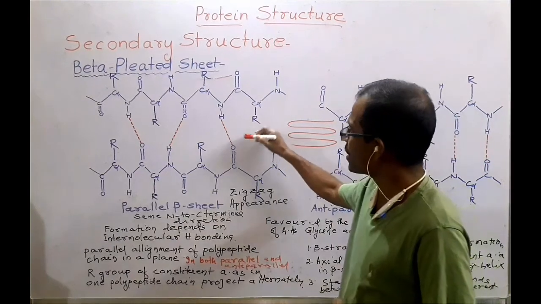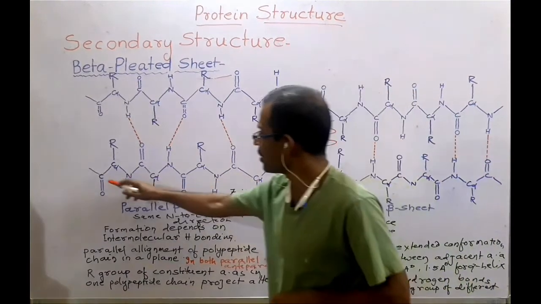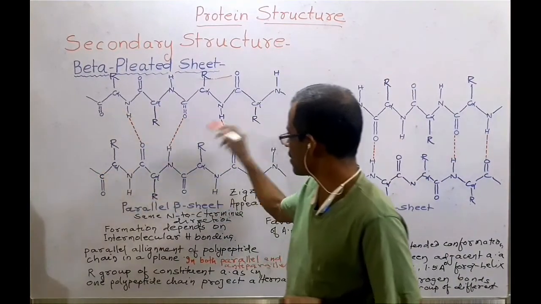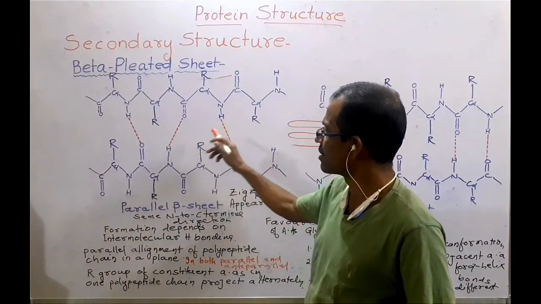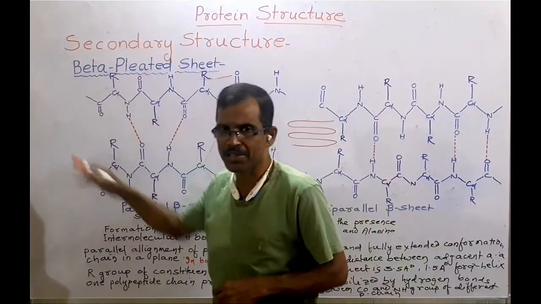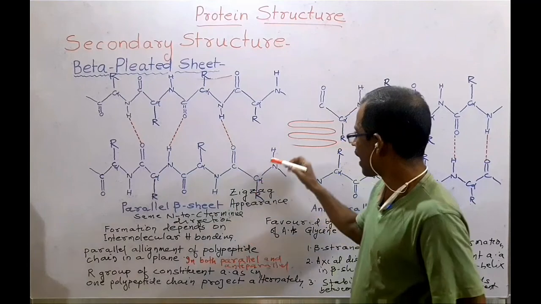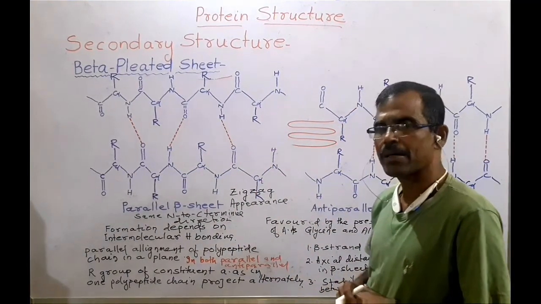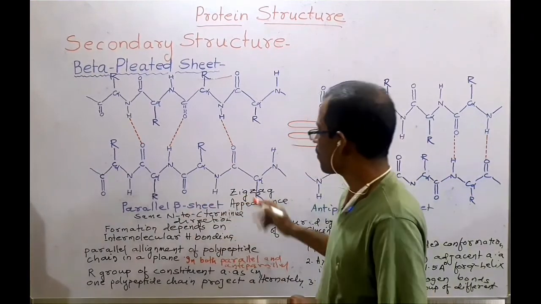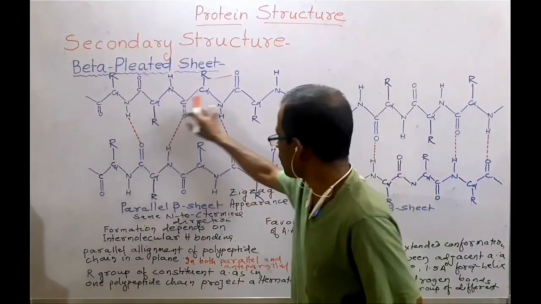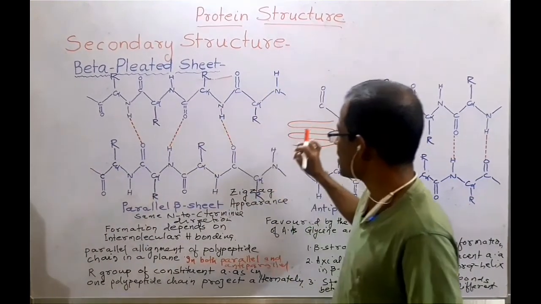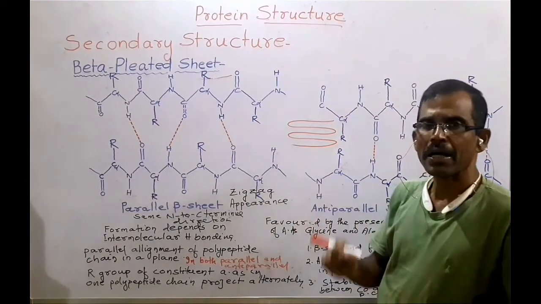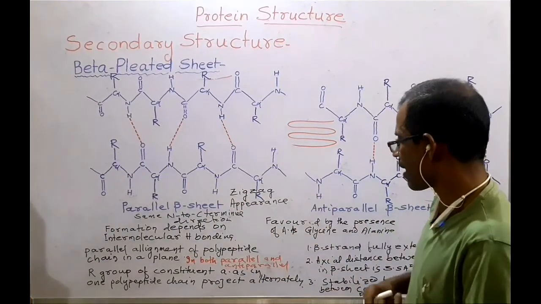In parallel beta-pleated sheet, the C terminus of the participating polypeptide chains are on the same edge, whereas the N terminus are on the opposite edge. That means in parallel beta-pleated sheet, the polypeptide chains are arranged in the same N to C terminus direction.